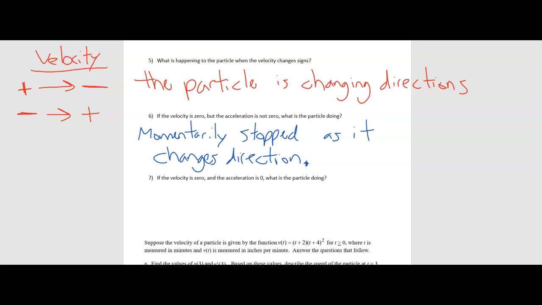When the velocity is 0 and the acceleration is 0, it means you're just sitting there. So we can say the particle is stationary. That's because if your velocity is 0 and your acceleration is 0, your acceleration is not changing your velocity to positive or negative. Acceleration is what changes your velocity. And if you're at 0 and the acceleration is at 0, your velocity is constant. It's not changing from 0.